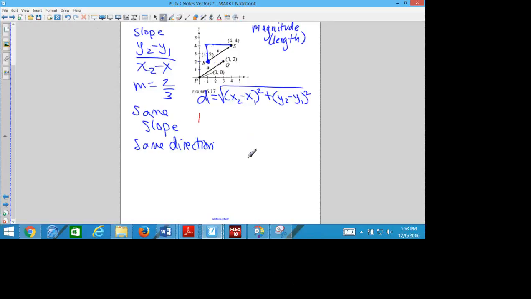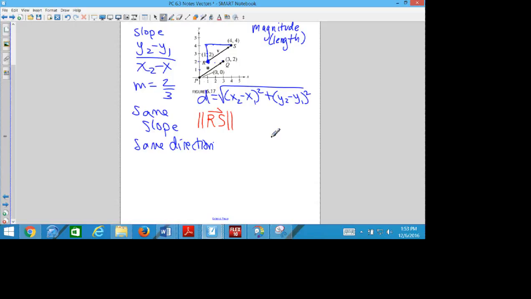To find the magnitude of RS, I just wrote find the magnitude of vector RS. I just wrote that using symbols. That's what those two double lines mean. It means find the magnitude of vector RS. But that just means use the distance formula.